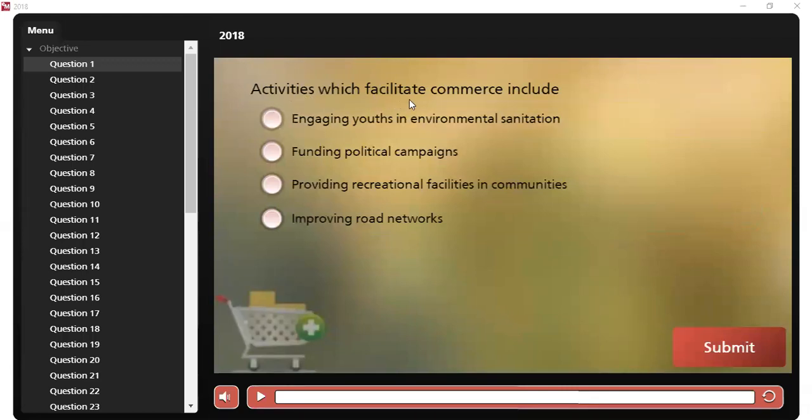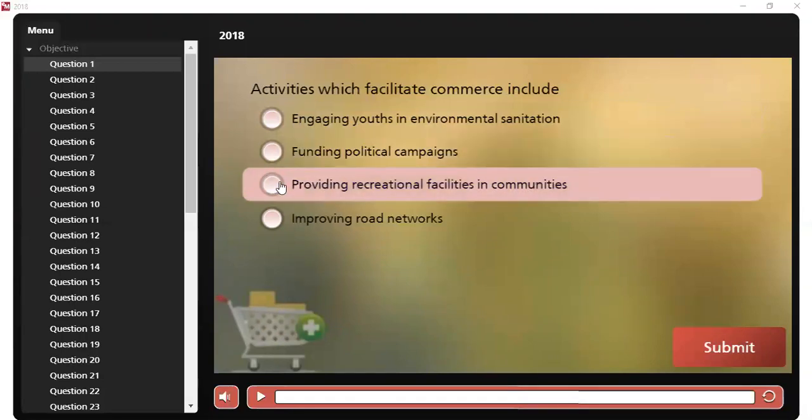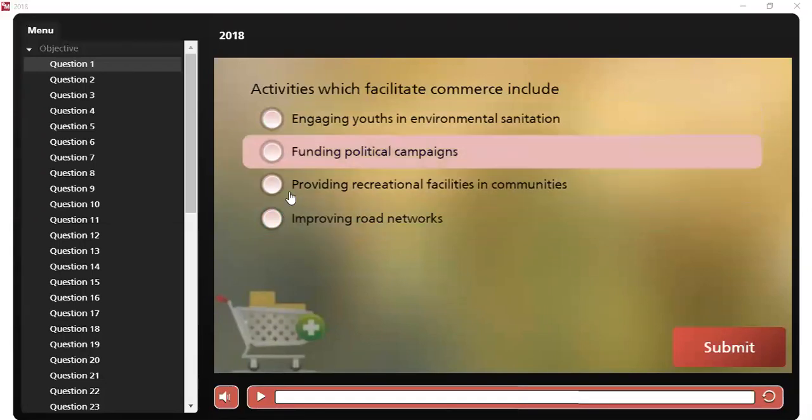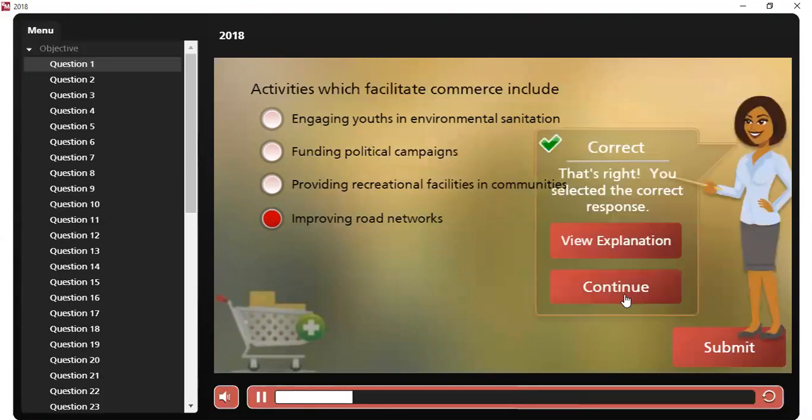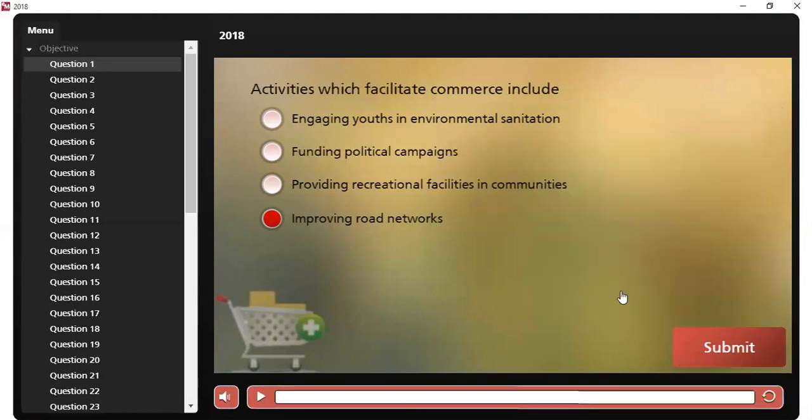Activities which facilitate commerce include: A. Engaging youth in environmental sanitation, B. Funding political campaigns, C. Providing recreational facilities in communities, D. Improving road networks. Among these options, the activity that facilitates commerce is improving road networks. That's D. All right, let's go to question number 2.